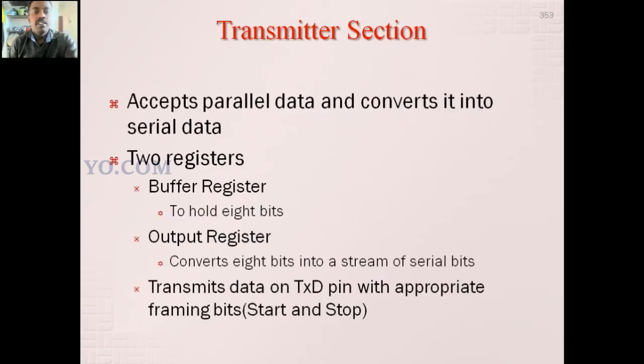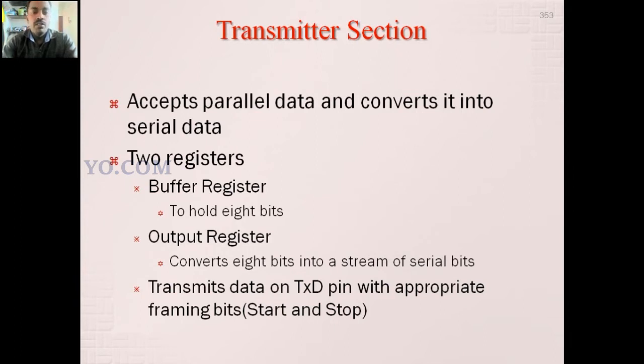Okay, then the transmitter section. The transmitter section accepts the parallel data and converts it into serial data. So the transmitter means the 8251 acts as a transmitter. Who transmits the data? The microprocessor transmits the data to the peripheral device through the 8251. So the microprocessor gives the data in parallel format to the 8251. The 8251 accepts the parallel data and converts it into serial data. After that, it transmits the serial data to the peripheral device.